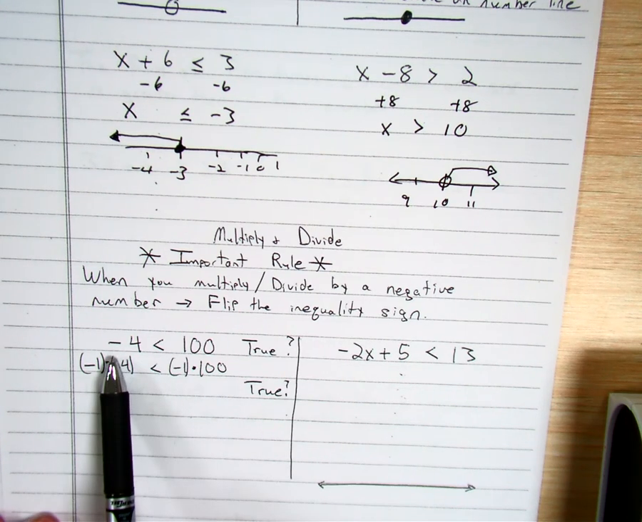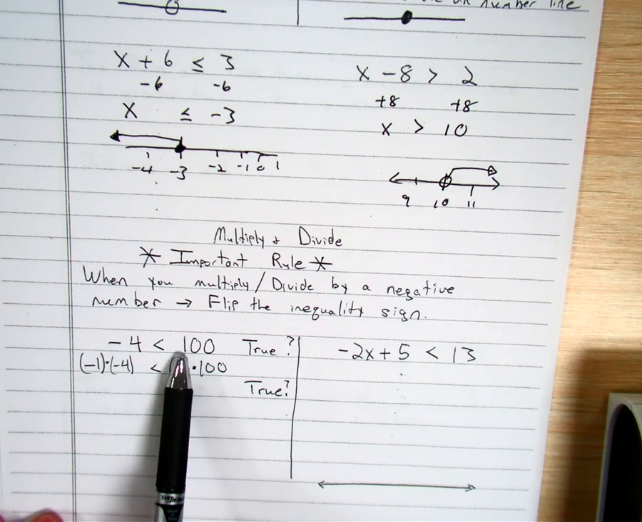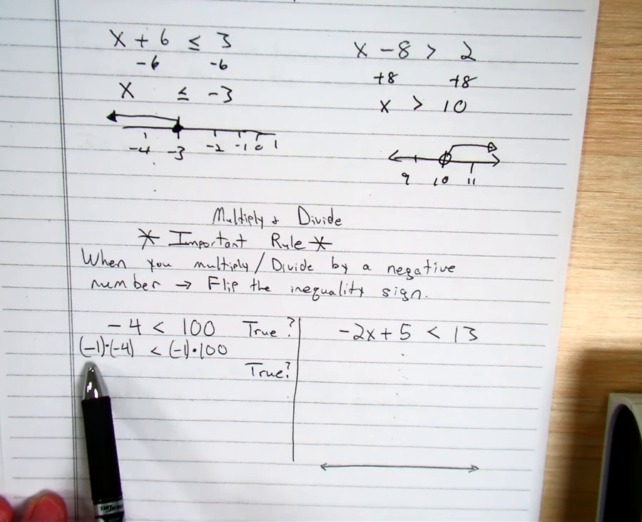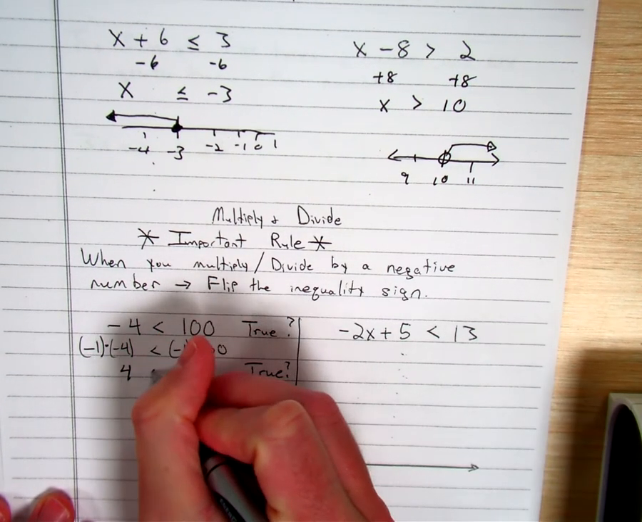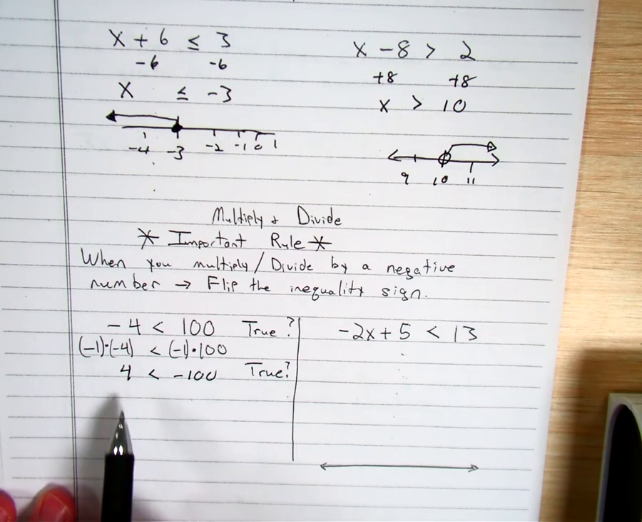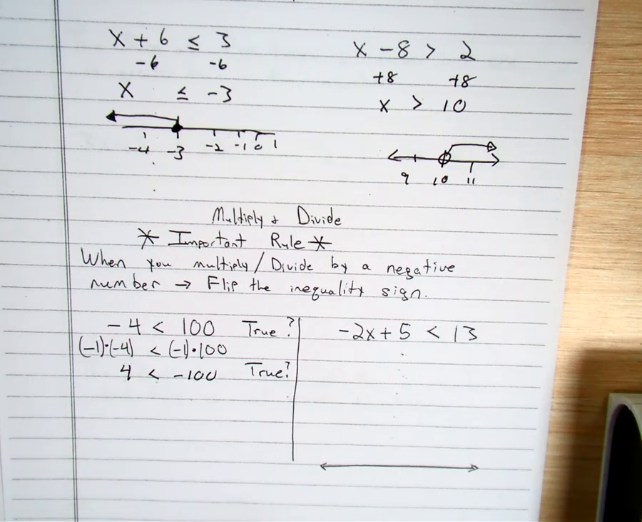Negative 4 is less than 100. Is that true? Yes, negative 4 is smaller than 100. Okay, what happens if I multiply or divide both sides by a negative? Negative times a negative flips this to a positive. Is that still true now? And now this is now negative 100. Is positive 4 smaller or less than negative 100? No. Okay? No. So it's not true.